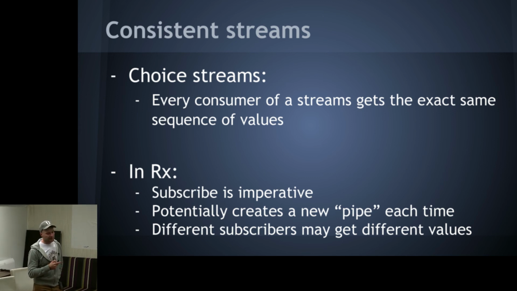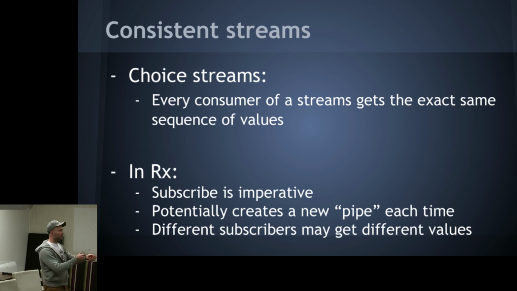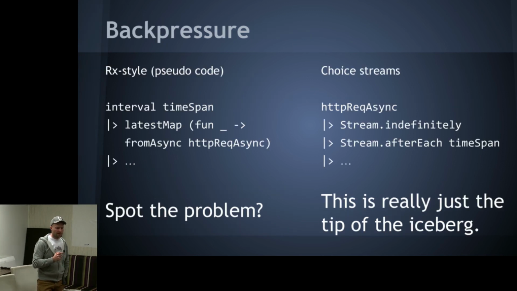Another thing is that these kinds of streams are consistent in that every consumer gets the exact same sequence of values. If you think about the representation, which is basically a cons list of promises, you pull stuff from the cons list, and you may have many different threads or lightweight threads pulling from those cons lists. They all get the exact same values. In Rx, things work very differently. There's a subscribe operation, and subscribe potentially creates a new pipe for values, so to speak. And it's quite possible that different subscribers get different values. And this doesn't happen with choice streams.